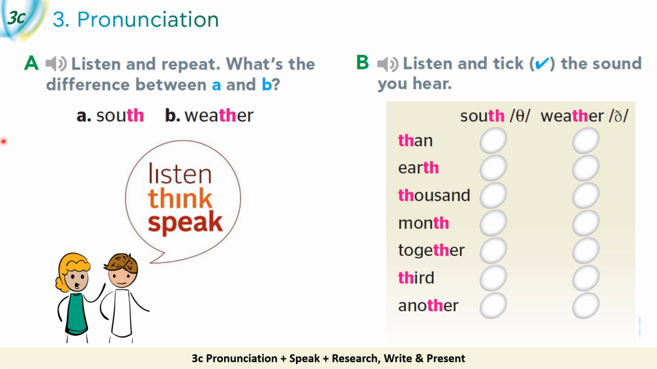Let's check it out. Let's start with the first word, than. What is the correct sound? That's correct. It's the. How about the second word, earth? What is the correct sound? That's perfect. It's th. How about thousand? That's correct. It's th. How about the word month? What is the correct sound? That's correct. It's th.